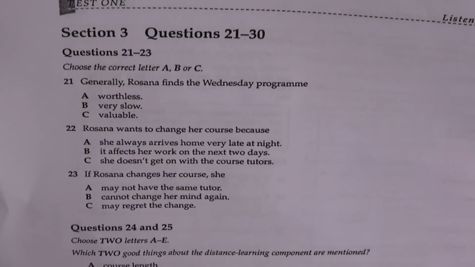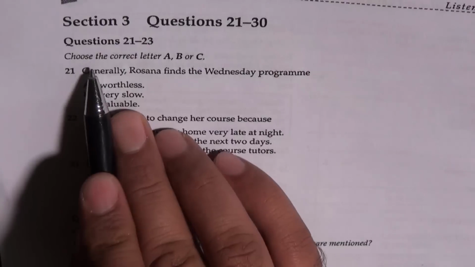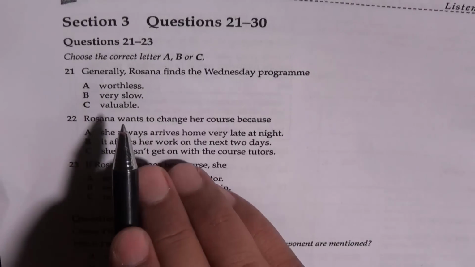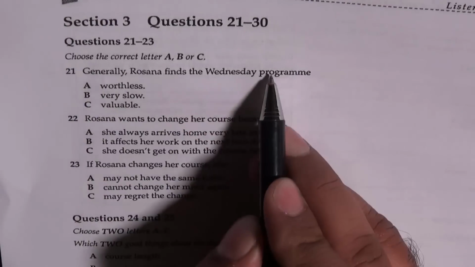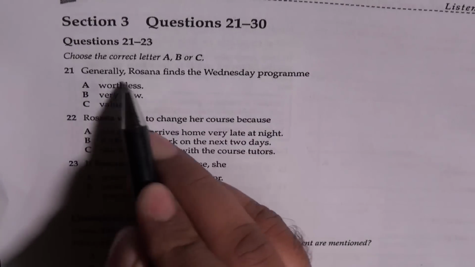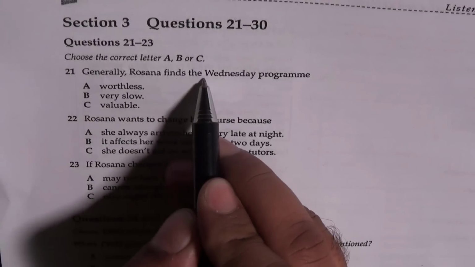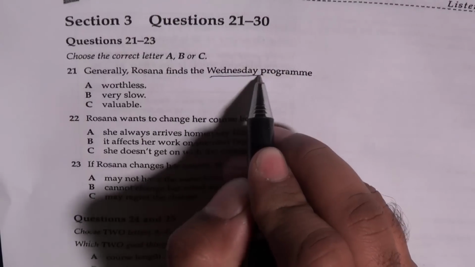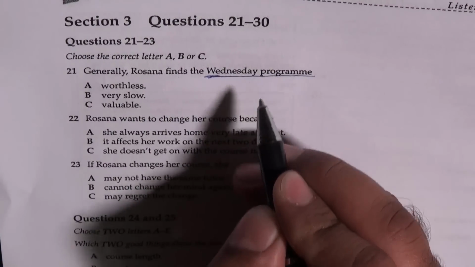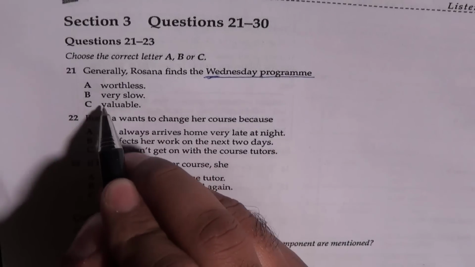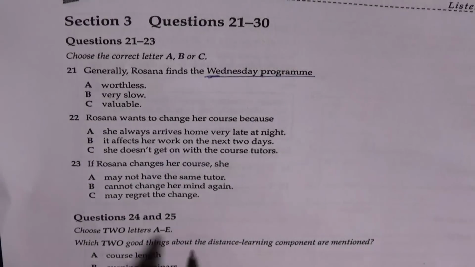Okay, now we've got section 3 and questions 21 to 30. Questions 21 to 23, choose the correct letter A, B, C. For multiple choice, you need to keep this question in mind, and during the audio time you have to go through these options. Now generally Rosanna finds a Wednesday program. Wednesday program is the clue word. How does she find the Wednesday program? Is it worthless, very slow, valuable? These are short options, so you don't need to underline anything.